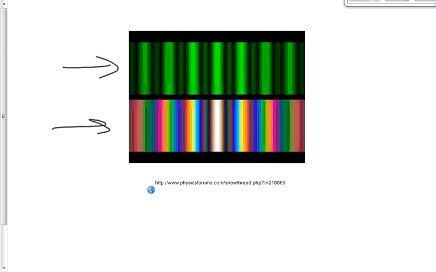Now, in all the diagrams that we've drawn so far, we've used a red smartboard marker, indicating that it's red laser light. That's the most common color of laser light because most lasers are helium neon lasers that produce red light. They're the cheapest ones, so that's what you usually see.